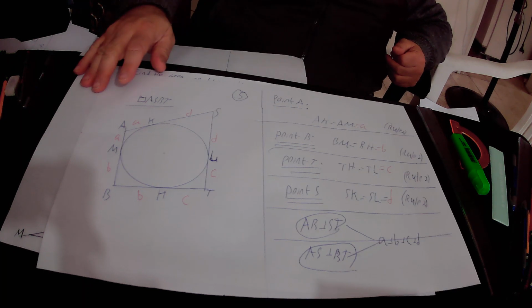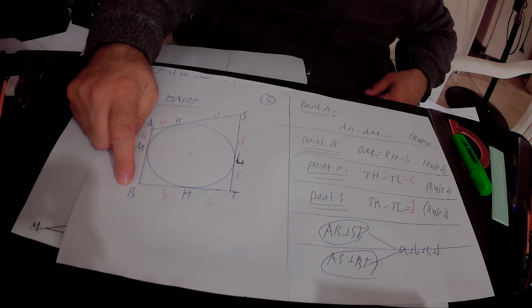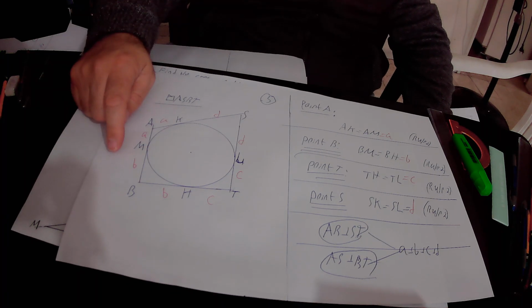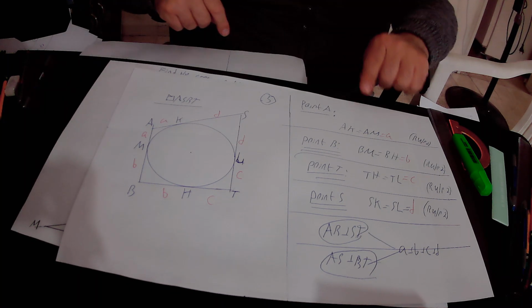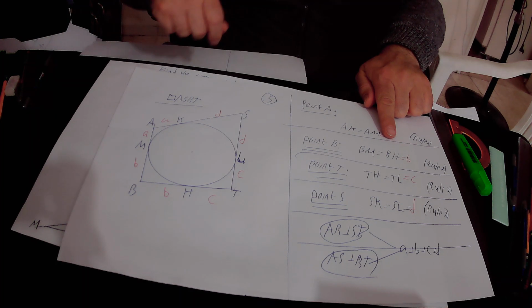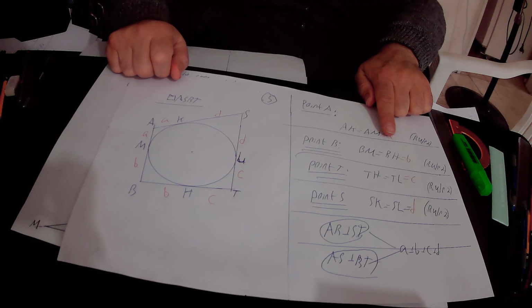Then we focus on the common standpoint point B. From point B, we have two tangents to this circle again, tangent BM and tangent BH. According to rule 2, they are equal to each other. So BM equals BH. If we define BM as b, then BH must also be equal to b. So BM equals BH equals b.